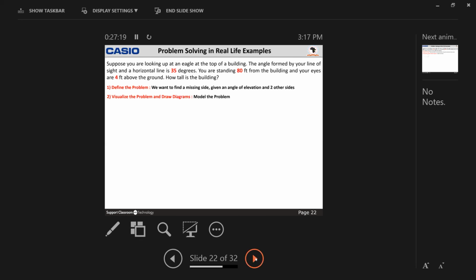The second thing is to visualize and draw diagrams. Actually, I took a screenshot of some of my students' work in the Middle East. Students drew for this specific example and show how they can relate a drawing or a diagram to the problem itself. This helps students to visualize. It makes it easier for them to solve any problem.